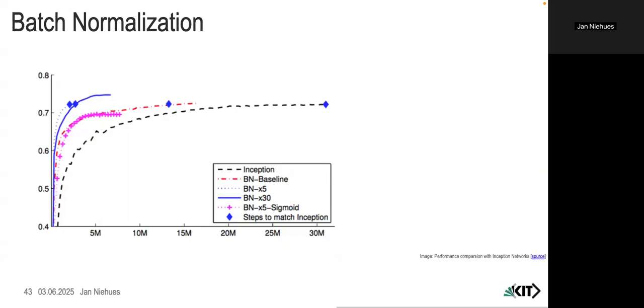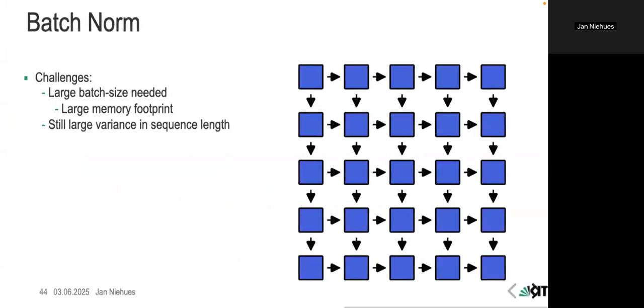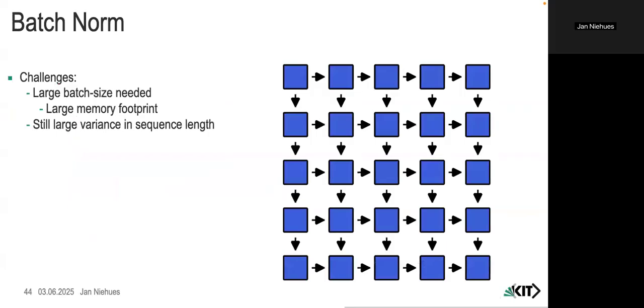It has, of course, also some disadvantages. The disadvantages are, on the one hand, that you need a large batch size. That's what we said before, because in order to calculate the variance with a good estimation, you need a large batch size, which also means a large memory footprint.